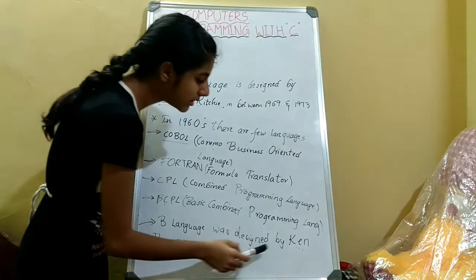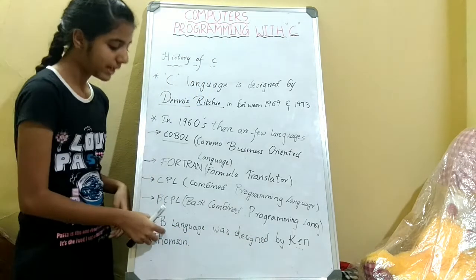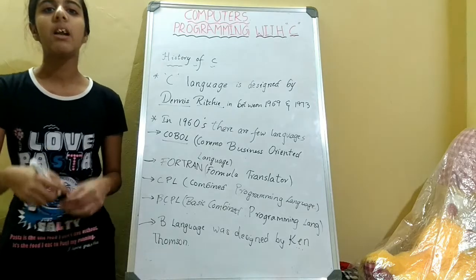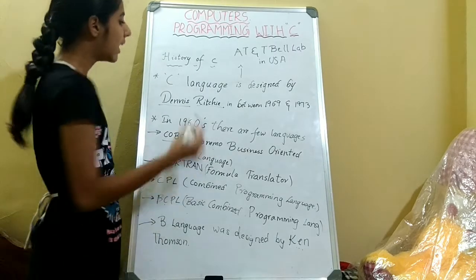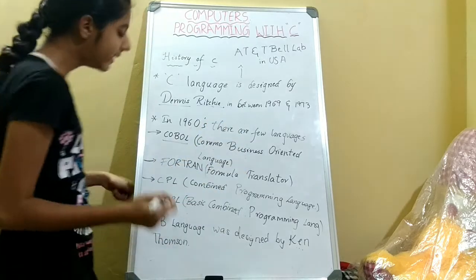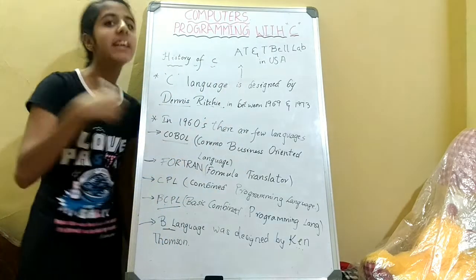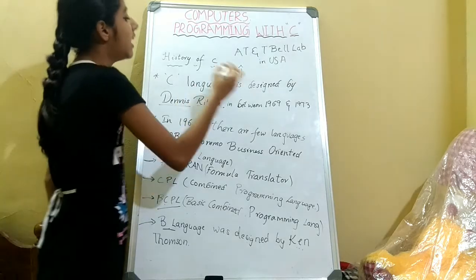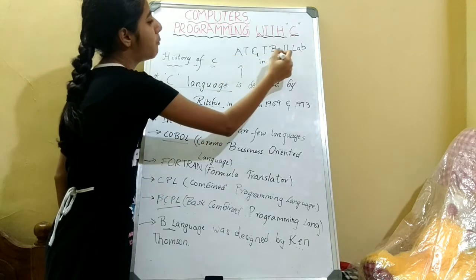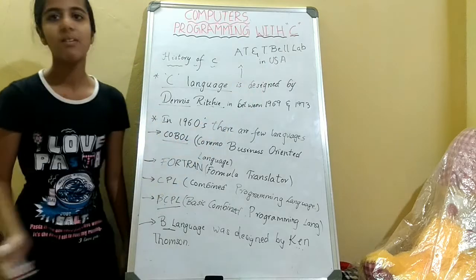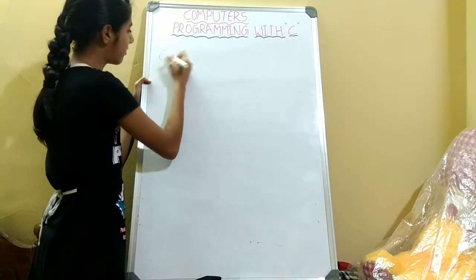B language was designed by Ken Thompson. He introduced B language, but there were fewer features in it. So Dennis Ritchie used BCPL and B language, added more features, and created C language at AT&T Bell Lab in the USA.